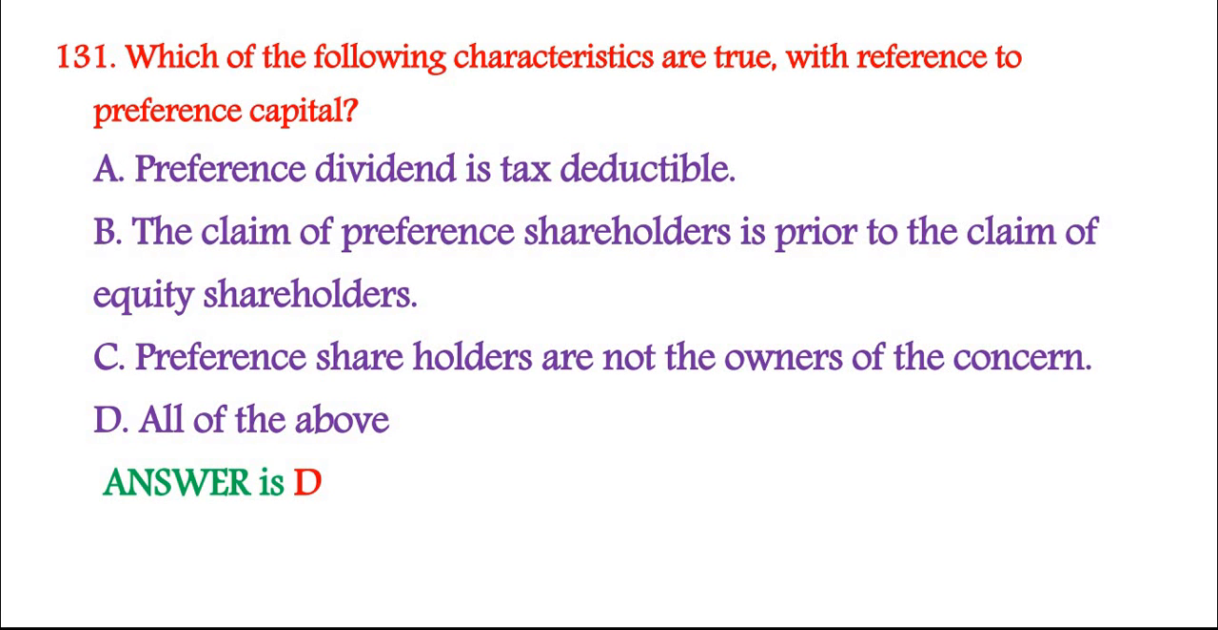131. Which of the following characteristics are true, with reference to preference capital? A. Preference dividend is tax deductible. B. The claim of preference shareholders is prior to the claim of equity shareholders. C. Preference shareholders are not the owners of the concern. D. All of the above. Answer is D.